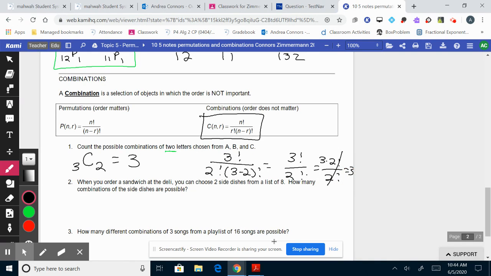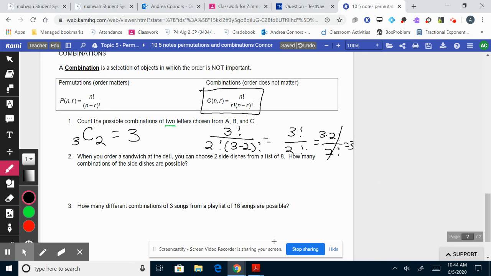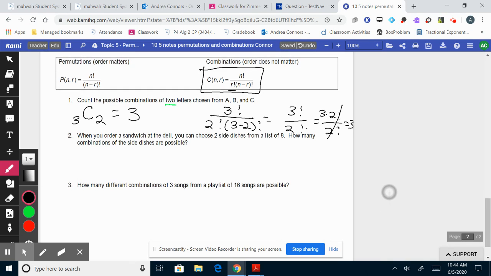But again, you can use your graphing calculator here for permutations and for combinations, and we can also use the formulas as well. And you can see the only difference between combinations versus permutations is that r factorial. So it's whatever you're picking, that factorial is also on the bottom.